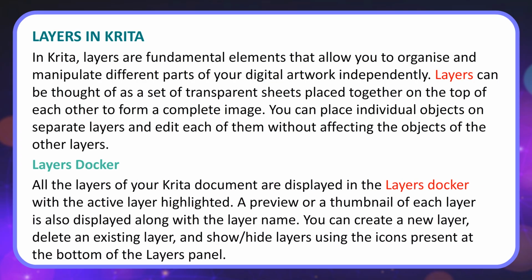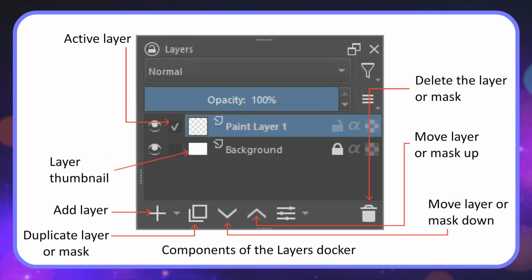Layers docker. All the layers of your Krita document are displayed in the Layers docker with the active layer highlighted. A preview or a thumbnail of each layer is also displayed along with the layer name. You can create a new layer, delete an existing layer, and show or hide layers using the icons present at the bottom of the Layers panel.